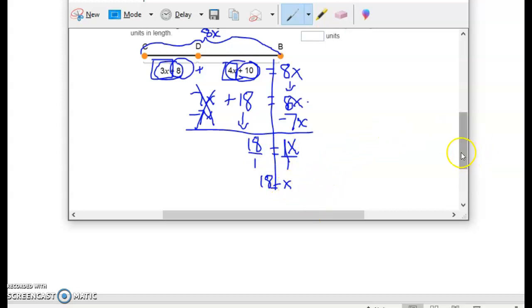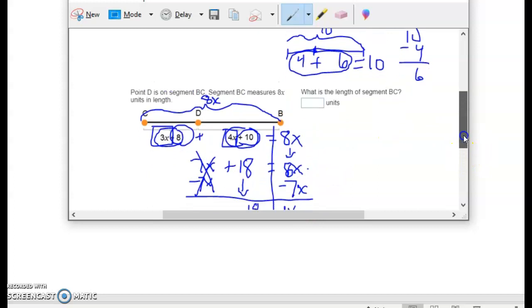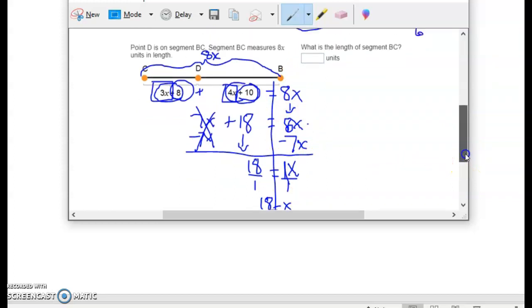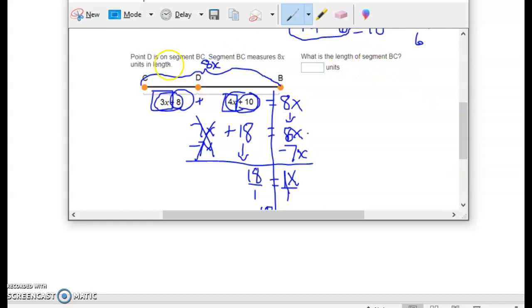So x equals 18, but be really careful. This question doesn't say solve for x. It says what is the length of BC. So it would be terrible to do all this awesome algebra and get down to x equals 18 and type that in as your quiz answer, because 18 is not the answer. It wants to know the length of BC.